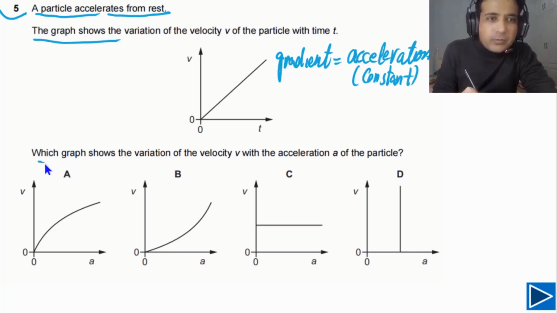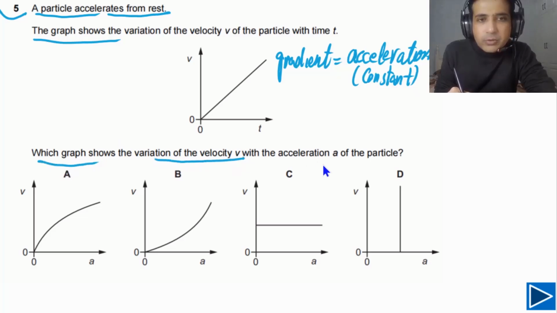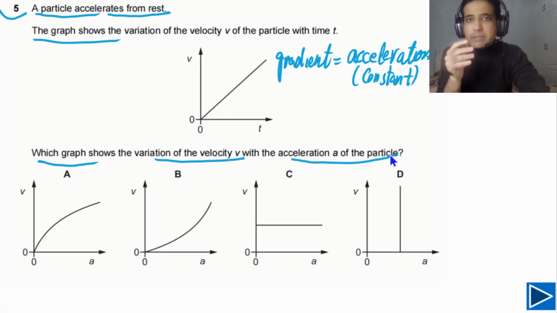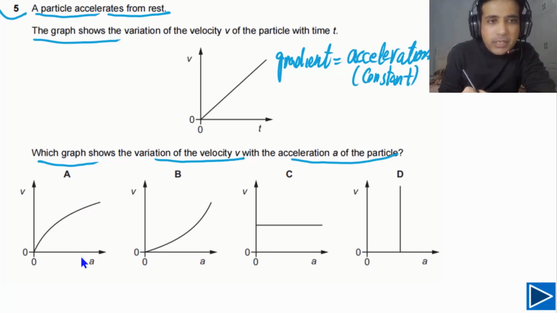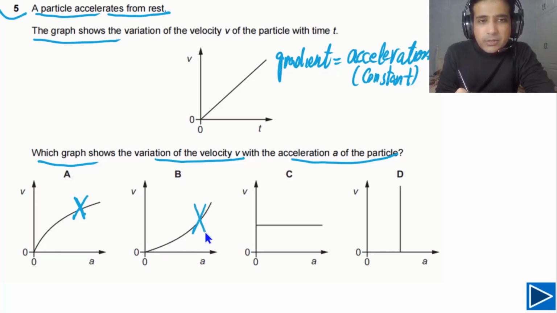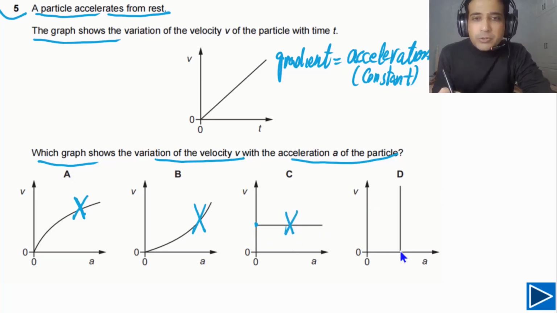Now we need to find out which graph shows the variation of the velocity v with acceleration of the particle. Acceleration in this case is constant, meaning acceleration is not changing with time, but speed is increasing with time. Option A is telling us acceleration is increasing, but that is not possible because acceleration has to be constant. This is also telling us acceleration is increasing with velocity, so that is also not possible. And this is telling us velocity is constant, but acceleration is increasing, that is not possible. So the only possible answer is D, because acceleration is constant while velocity is increasing.